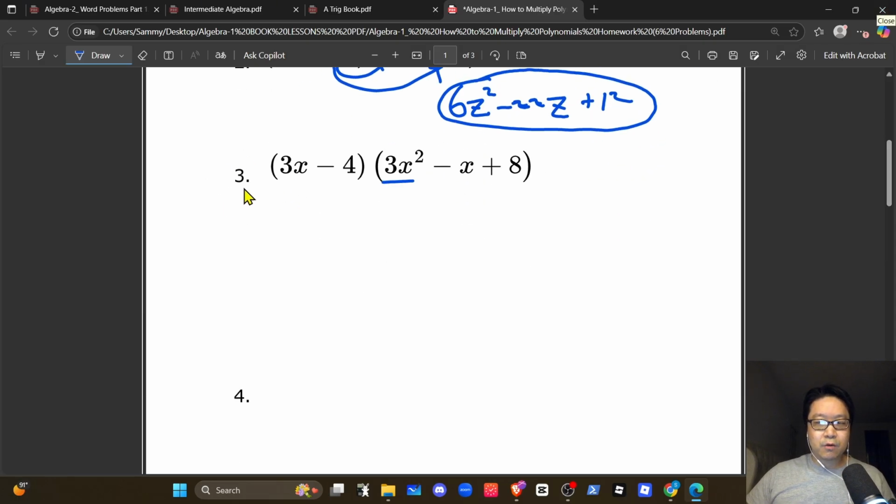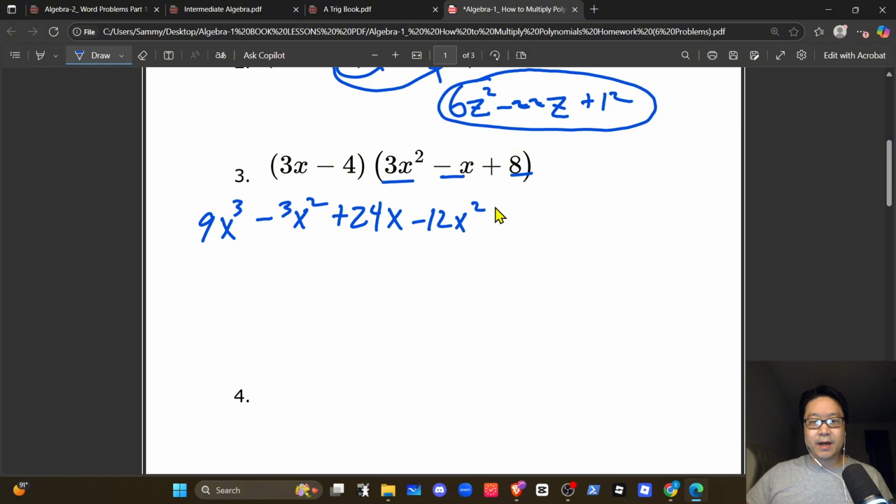3 times 3x squared is going to give us 9x to the third. 3x and negative x is going to give us negative 3x squared. 3x and 8 is going to give us 24x. And then -4 and 3x squared is going to be -12x squared. -4 and -x is positive 4x. -4 and 8 is going to give us -32.